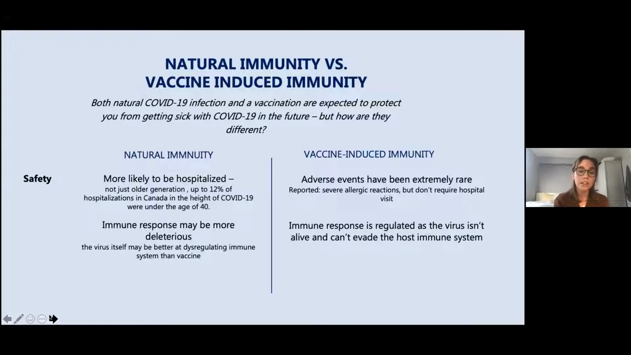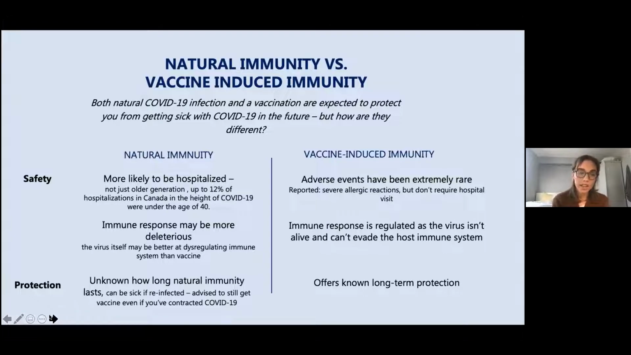The virus itself is better at dysregulating the immune system because it's a live virus and not just a component of it. Versus vaccine-induced immunity, where adverse events have been extremely rare. There have been severe allergic reactions reported, but nothing further than that. And the immune response is regulated as the virus isn't alive and can't evade or outsmart the host immune system.